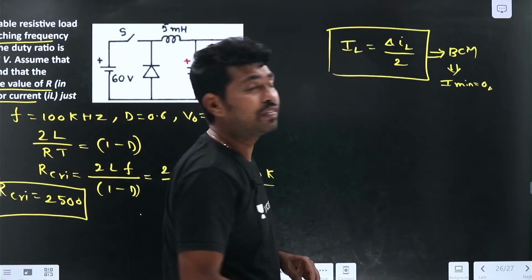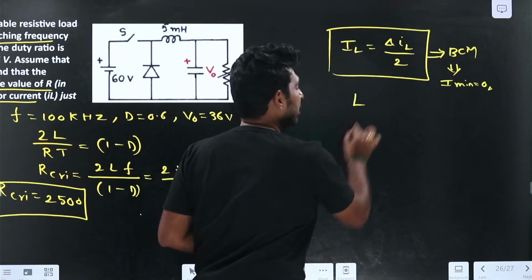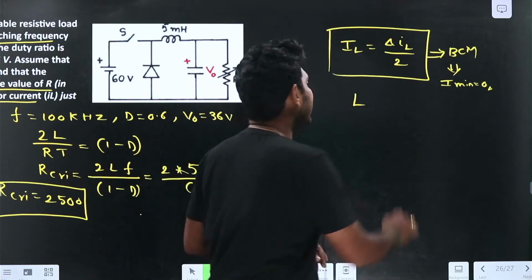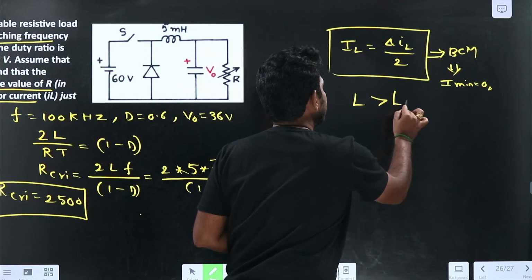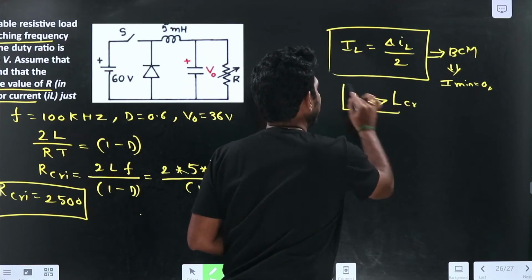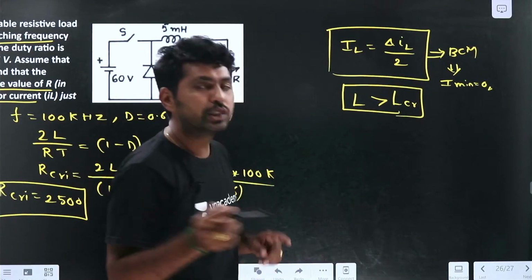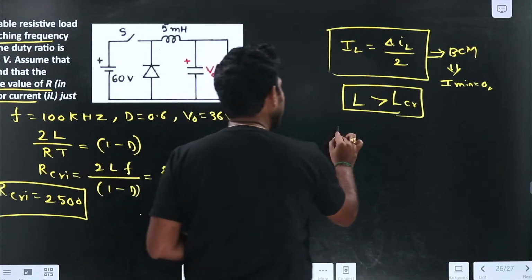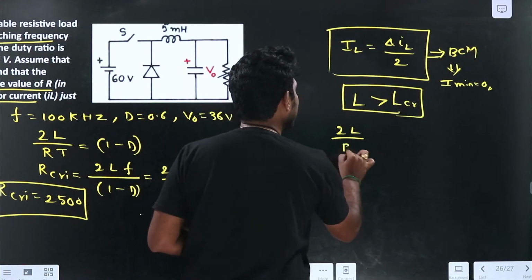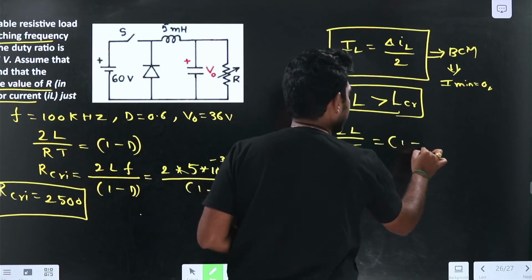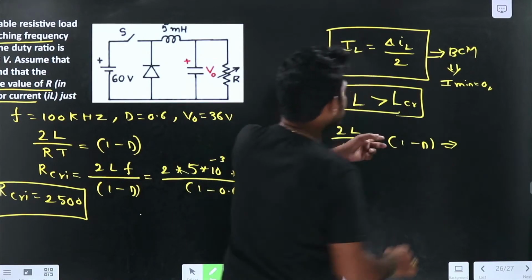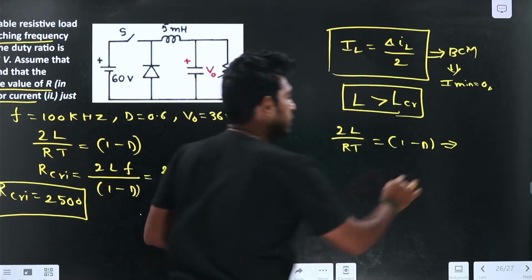Or else we can verify with this: L should be greater than L critical, the critical value of inductance. In case of the buck converter, these are the conditions. 2L by RT equal to 1 minus D for the buck converter. This condition is also derived from the basic condition.